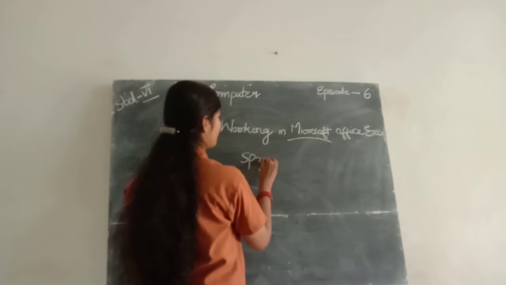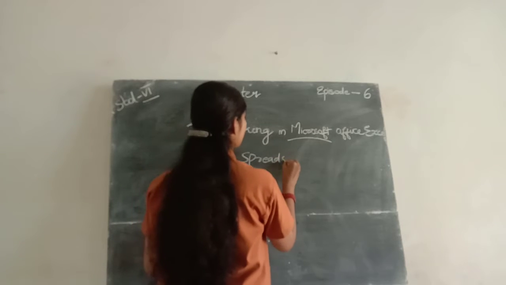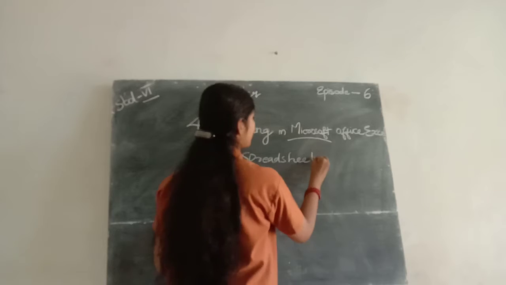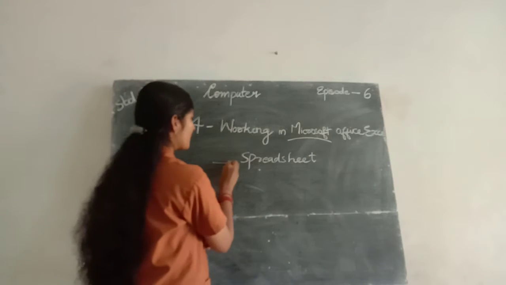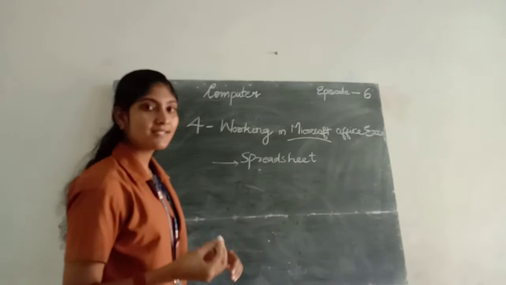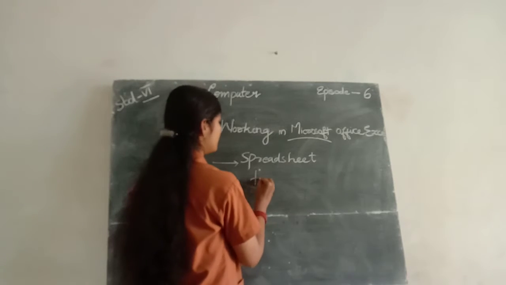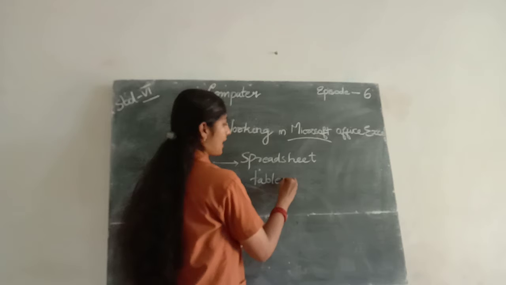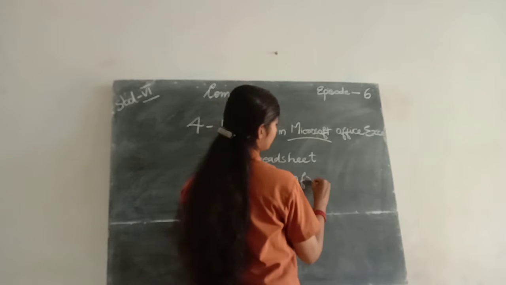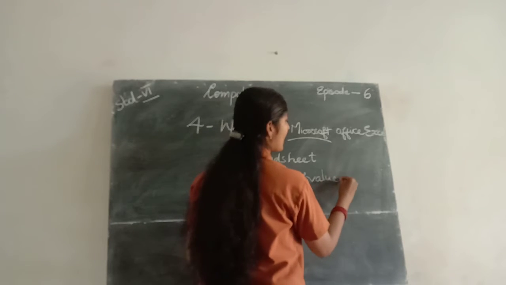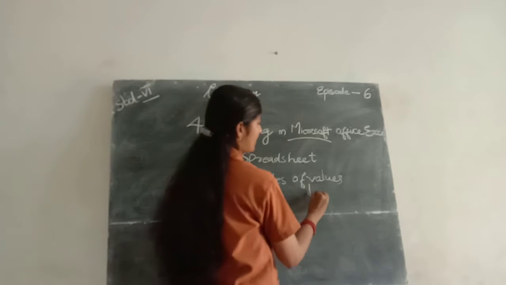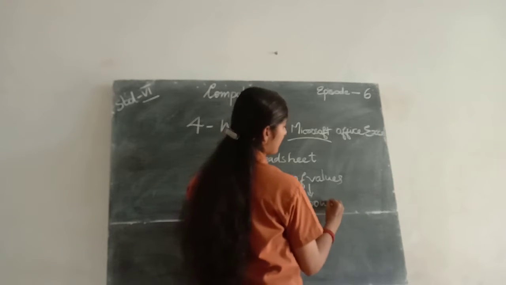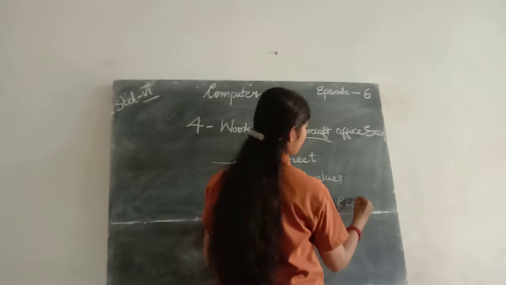Spreadsheet program. So this Microsoft Office Excel is what? A spreadsheet program, and it contains tables of values. And these values are arranged in rows and columns.